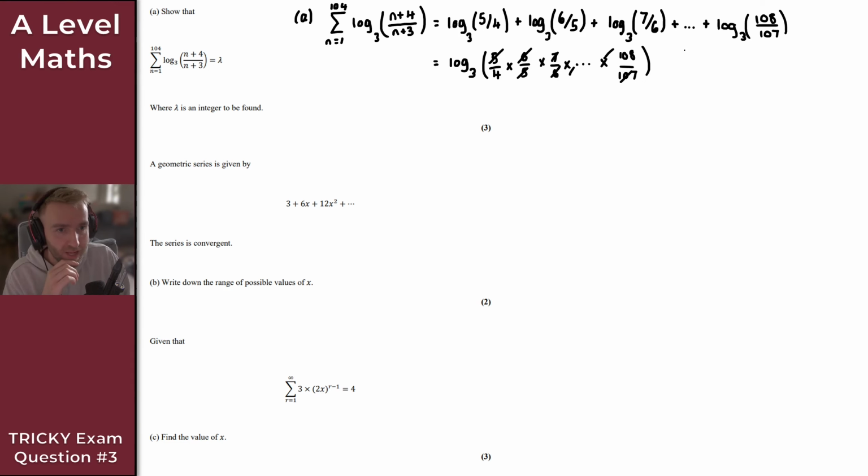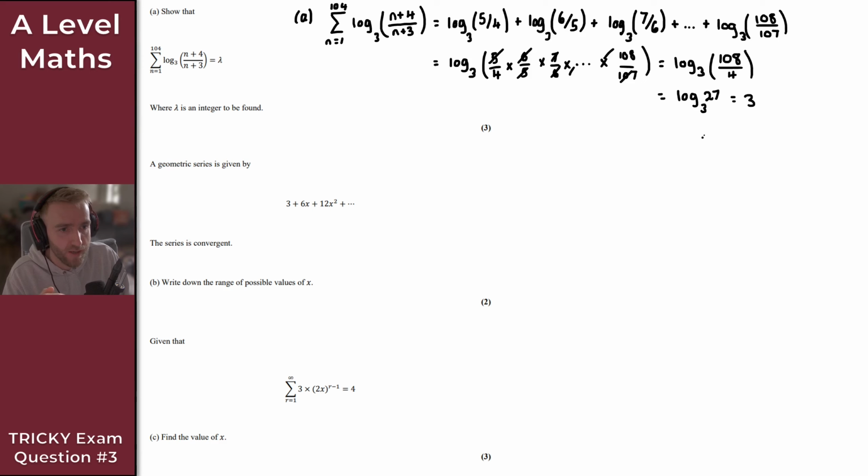And what we get left with then is log base 3 of 108 over 4. So 108 over 4 simplifies to give us 27. So what we've got here is log 27 base 3. And that is just simply 3. So log 27 base 3 is just simply 3. Okay. And there we have it then. So that gives the solution to part A.